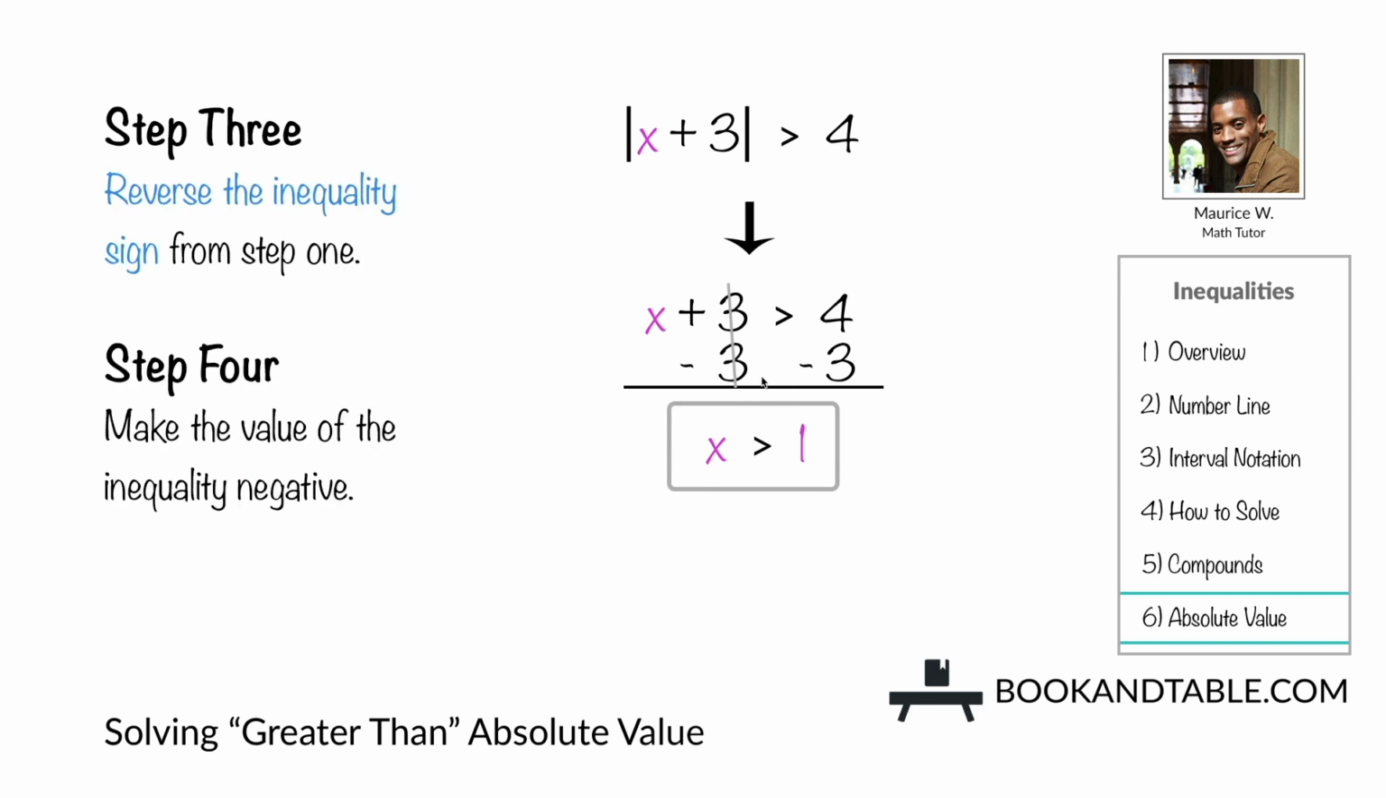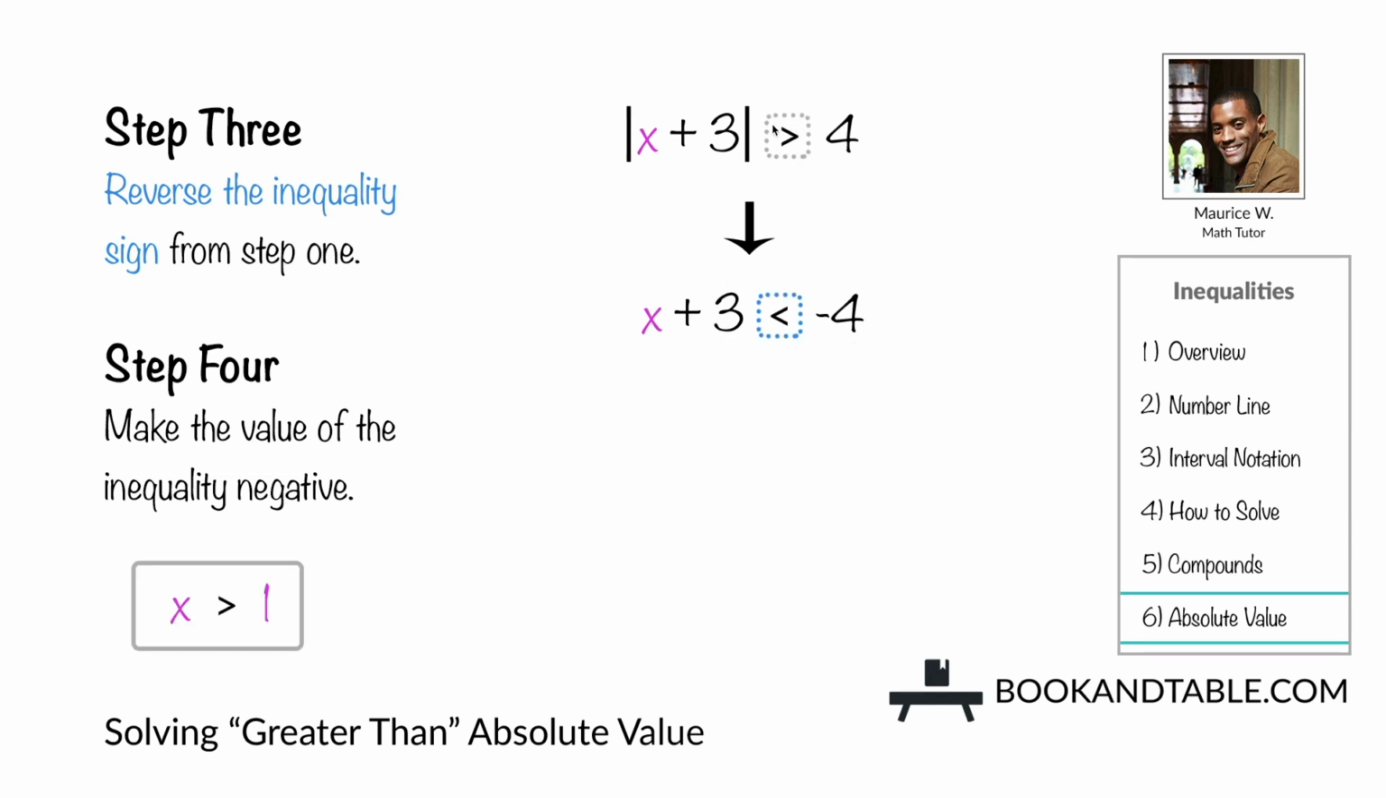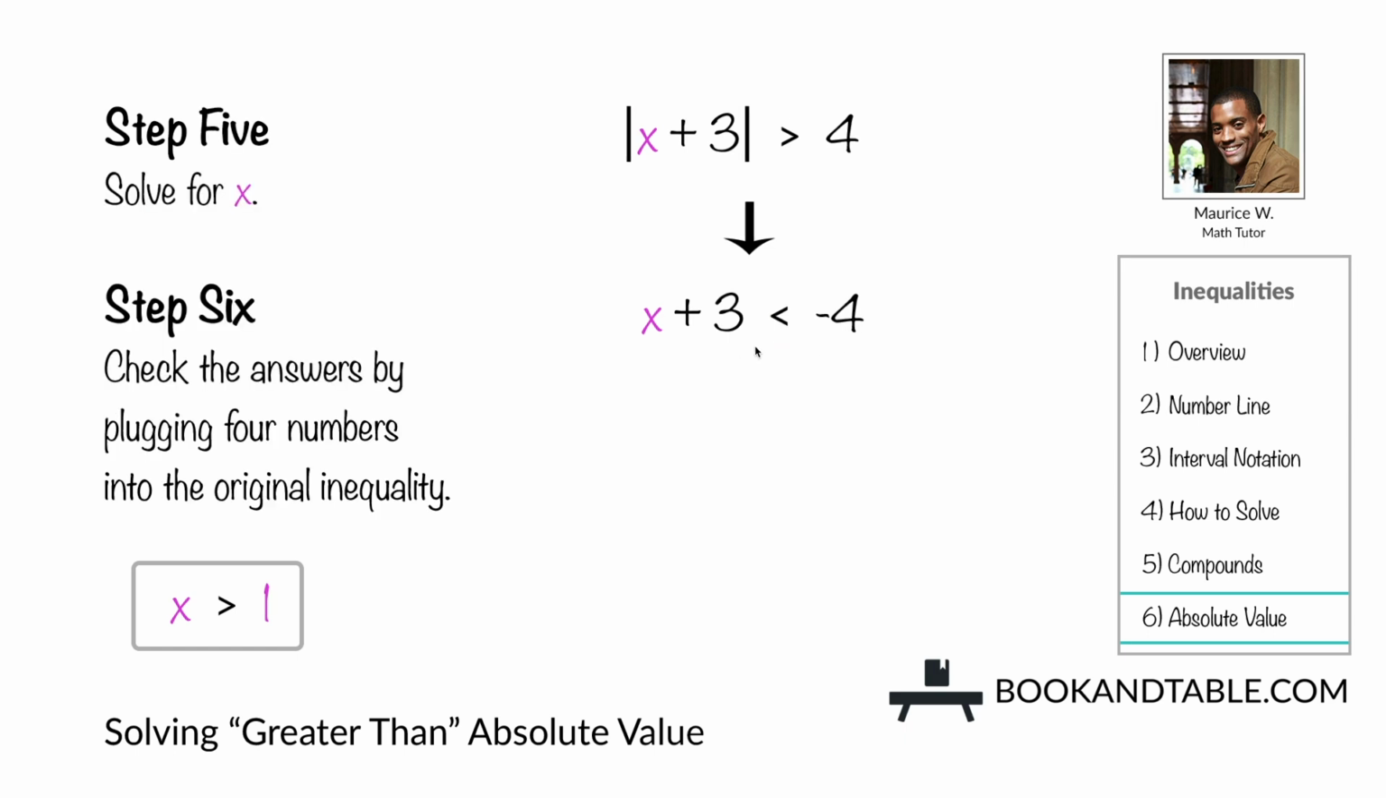So step 3, what we want to do is reverse the inequality from step 1. So we want to change the greater than sign to less than. And step 4, we want to make the value of the inequality negative. So we change positive 4 to negative 4. And now x plus 3 is less than negative 4 is the inequality that represents the interval on the left side of 0 on the number line.